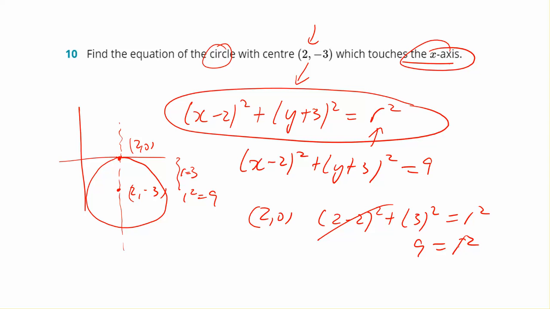So again, we've got our equation of the circle using two methods. But the key is you need to understand that because it's touching the x-axis, the x-coordinate of the intercept must be 2, and the y-coordinate is 0 because it's the x-intercept. So hopefully it helps.